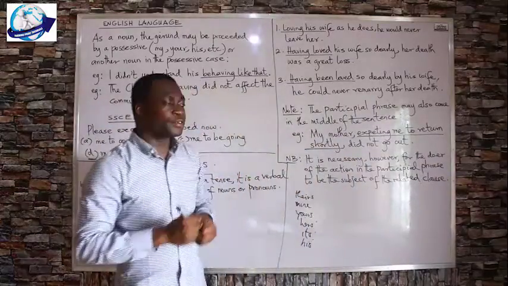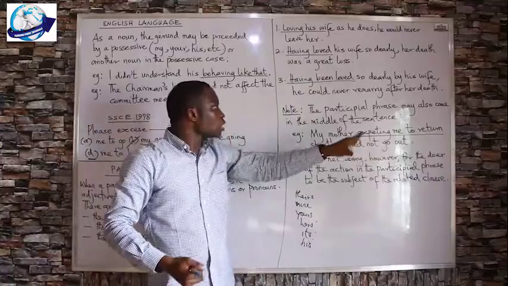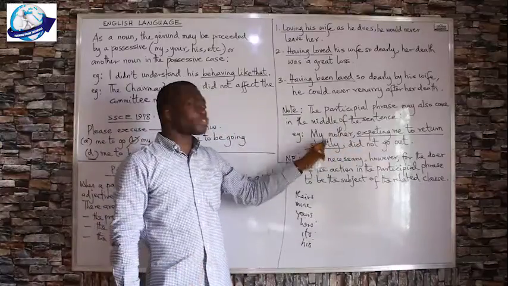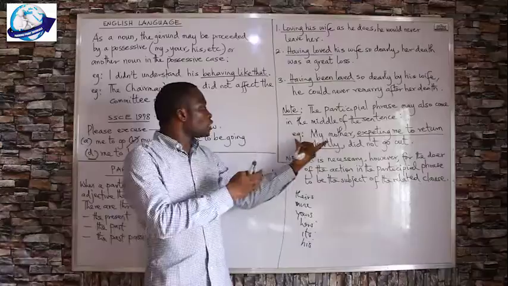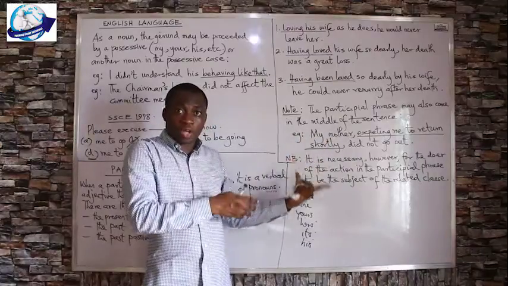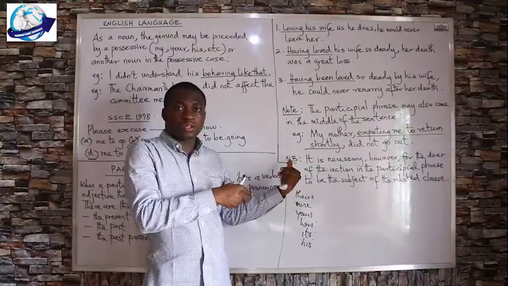Now what's the participial phrase? Expecting me to return shortly. Now look at it. The mother is the doer of the action, which is found at the beginning of the sentence.